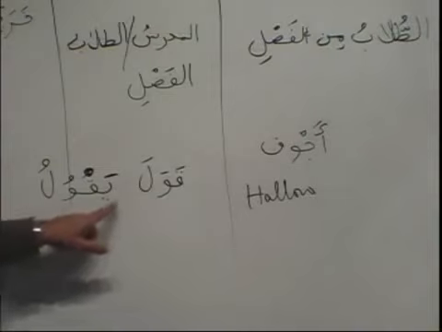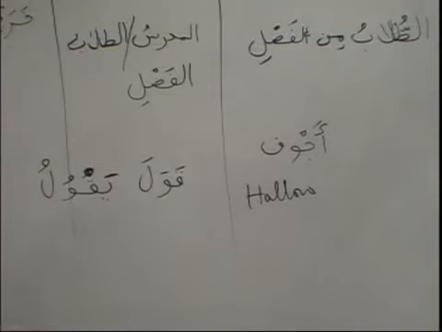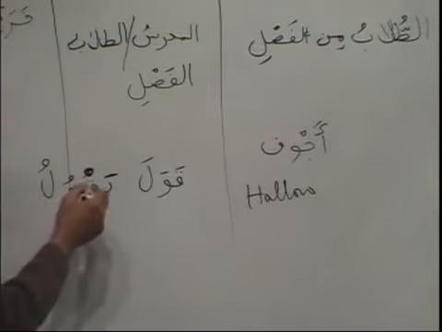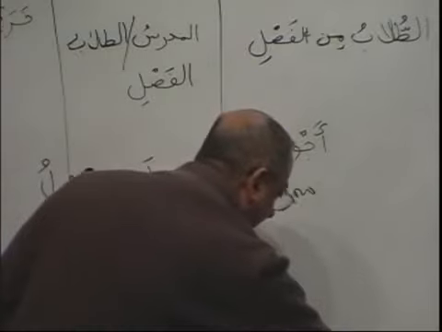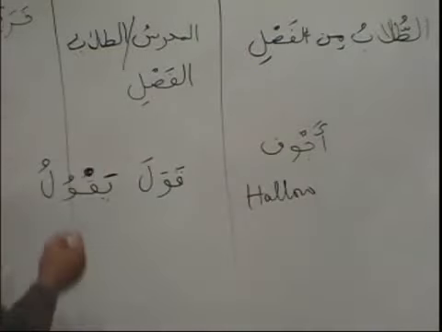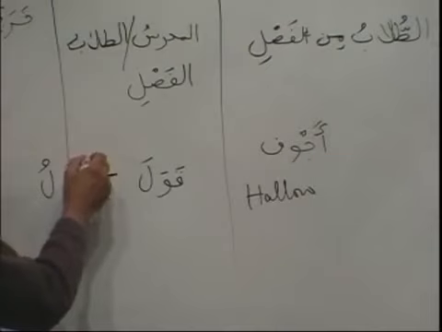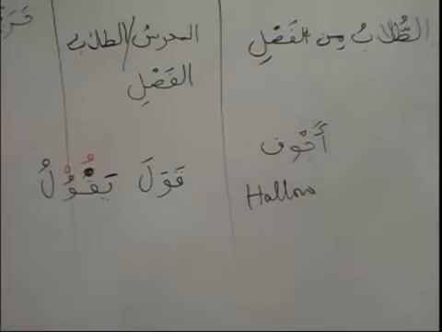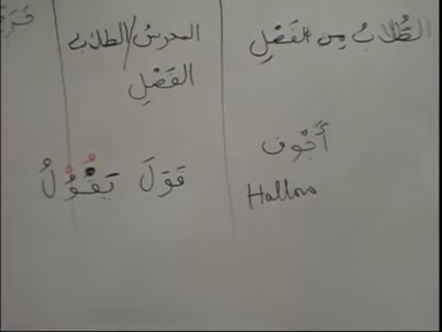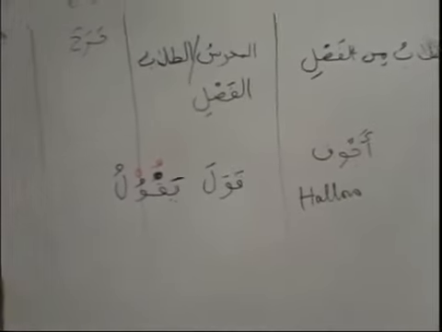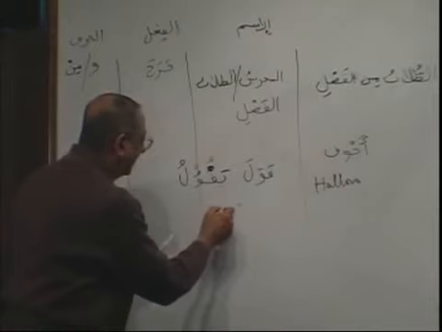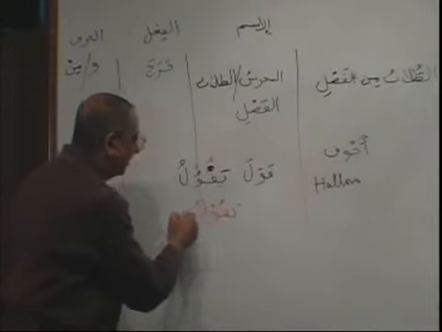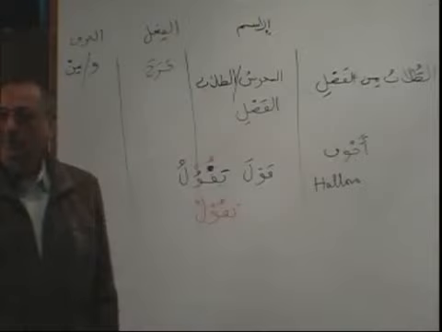Nasara Yansuru. Now here, brothers and sisters, the vowel signs are changed. If I put a sukoon on waw and dhamma on kaf, how will you pronounce it now? Yakulu. What will you say? Yakulu. See, this is how Yakulu is done.